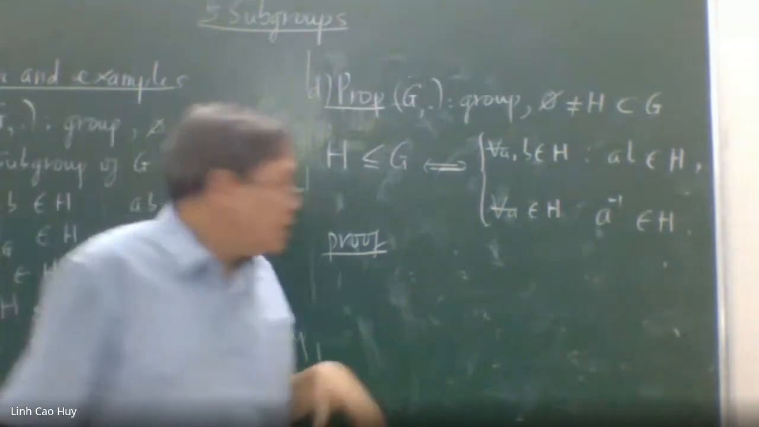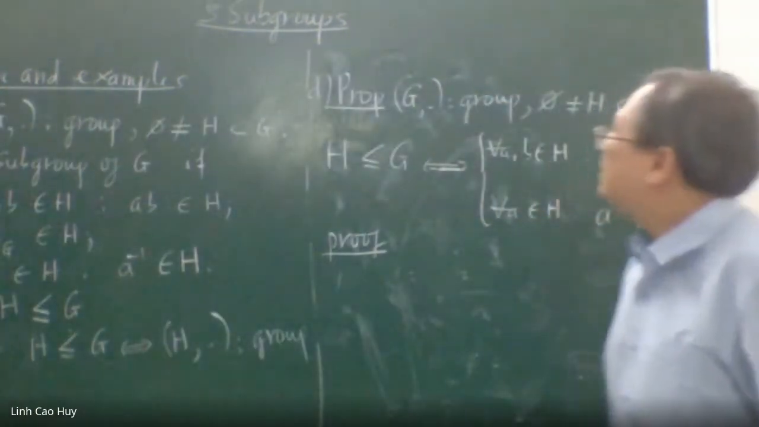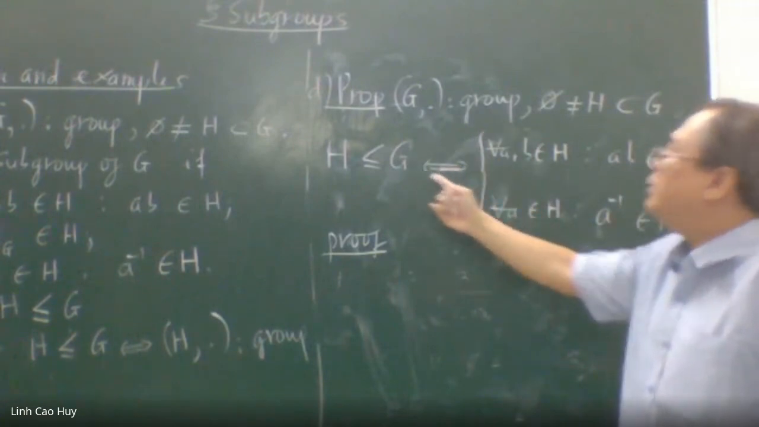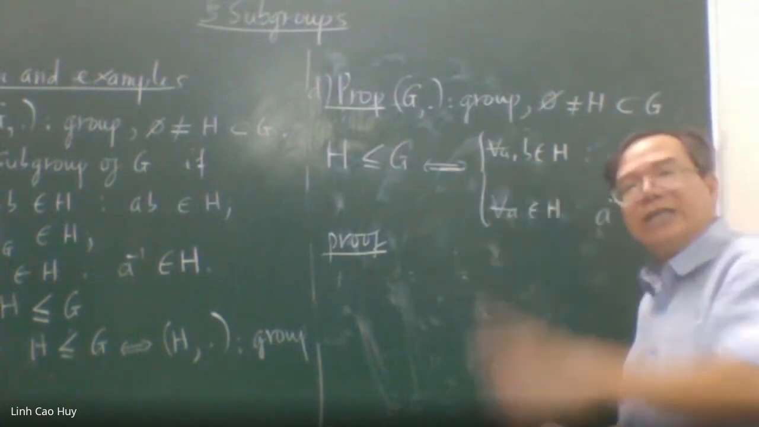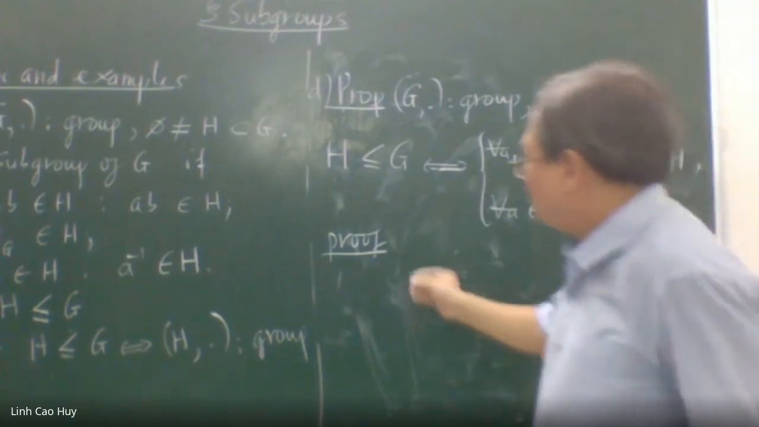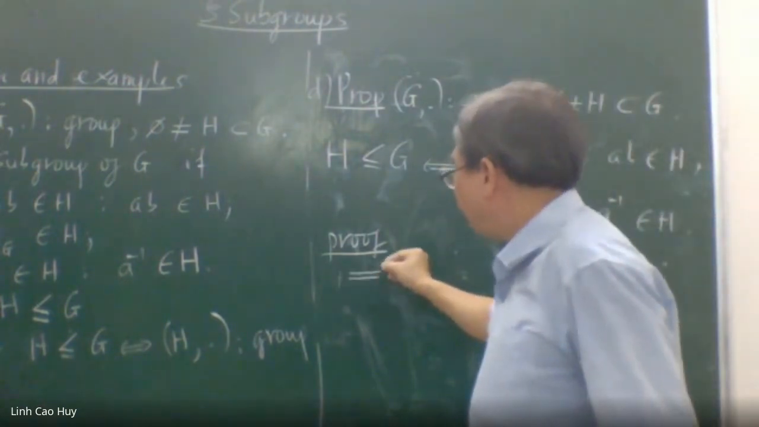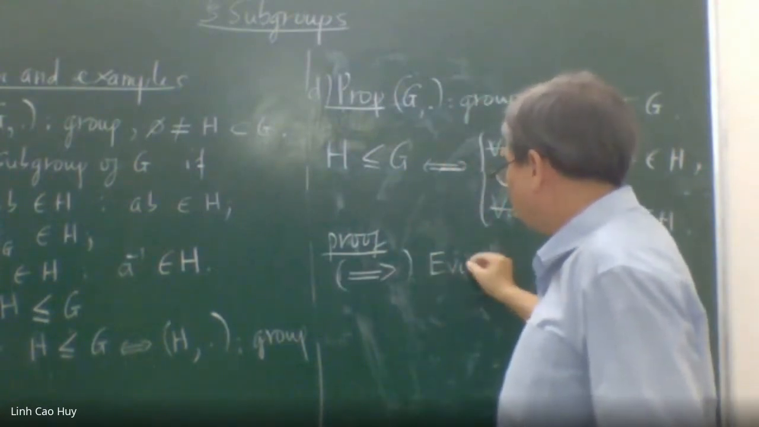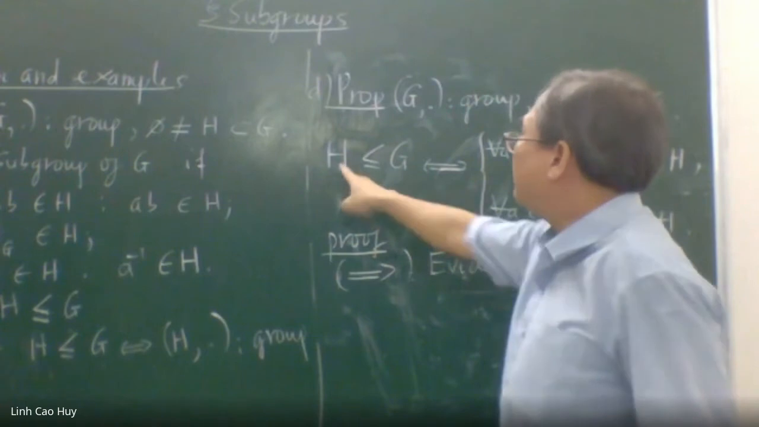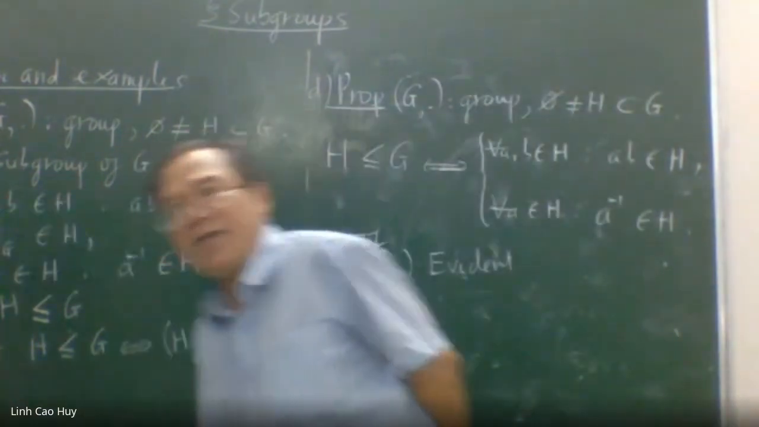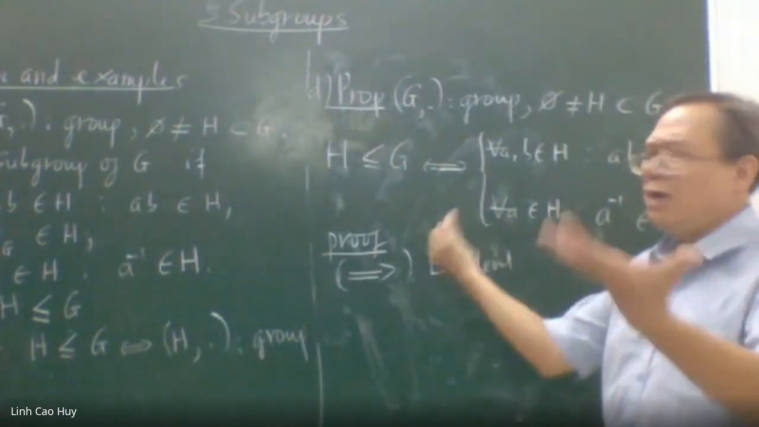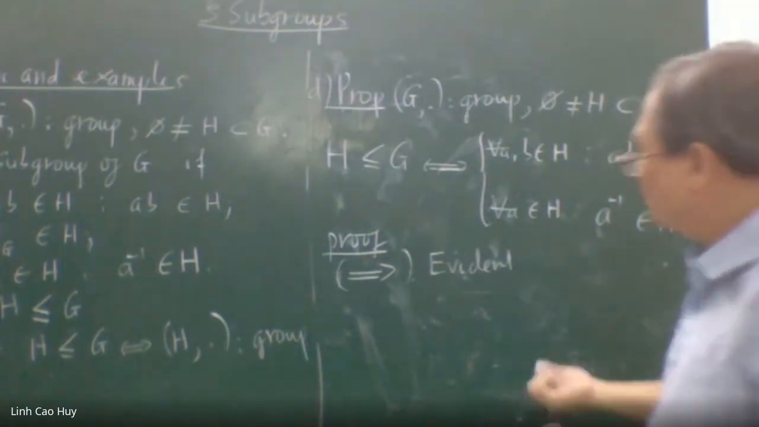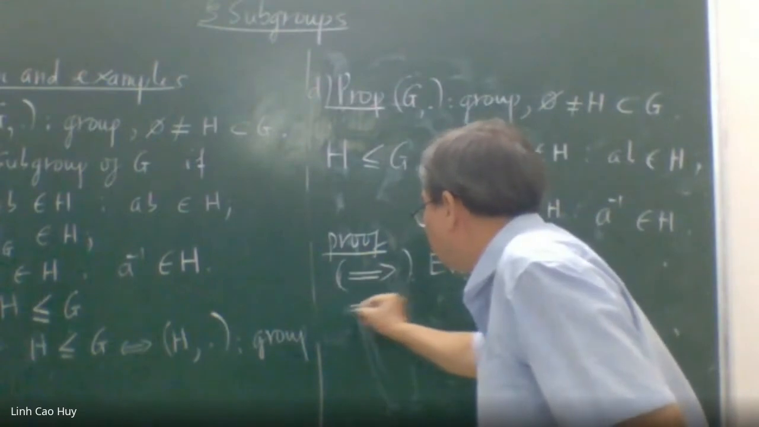The proposition tells us "if and only if", so there are two directions. The first direction is evident, because if X is a subgroup, it satisfies three conditions, and that includes the two conditions. Sure, of course.